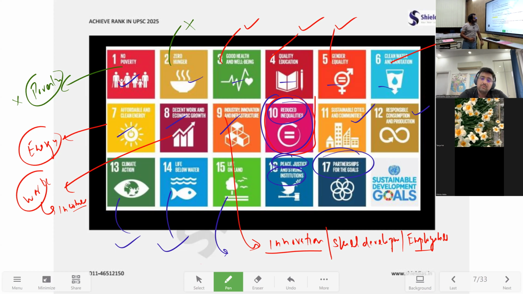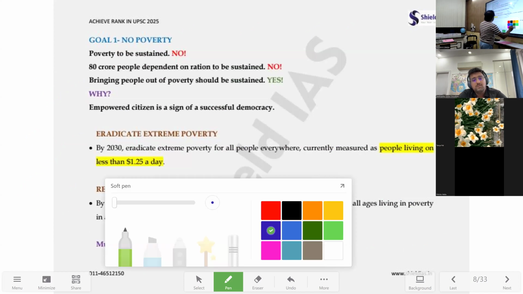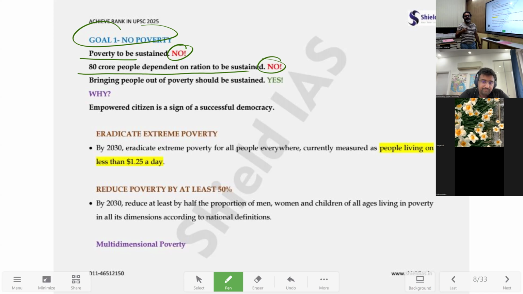Now, let's talk about the goals one by one. So what is the first goal? No poverty. The first goal is no poverty. So should we sustain poverty? No, absolutely not. Now, when we talk about 80 crore people depending on rations in India, should that be sustained? No. What should we be increasing? We should be increasing their earning potential by creating livelihoods so that they are able to earn their bread and butter on their own, and also try to increase their purchasing power so the economy also gets benefits. So here what do we need to add on? We need to add income.